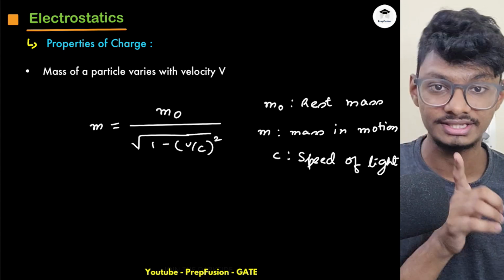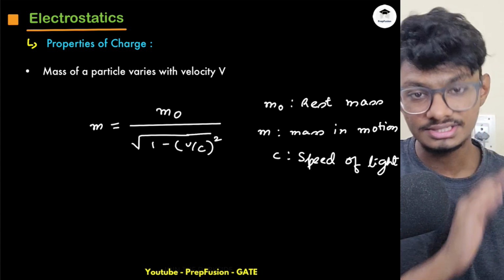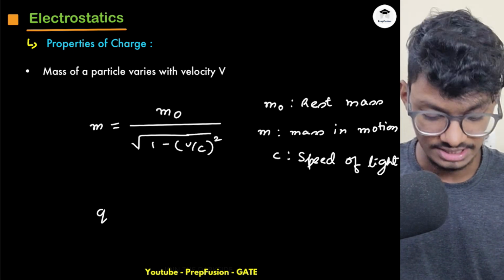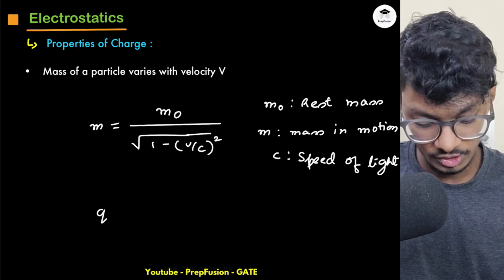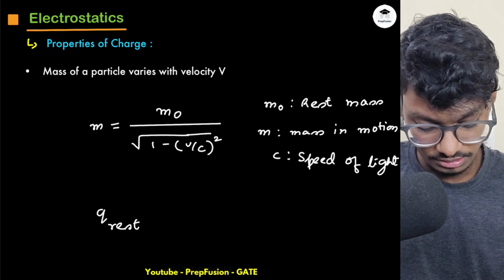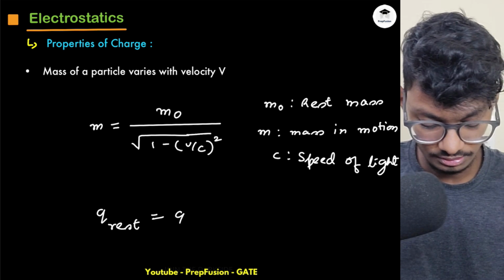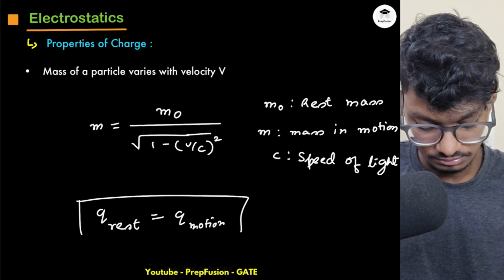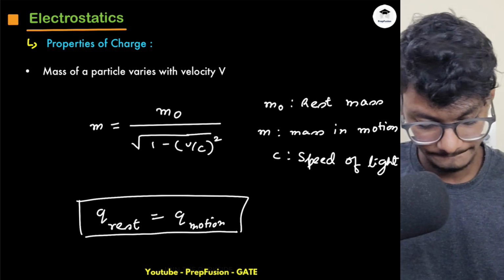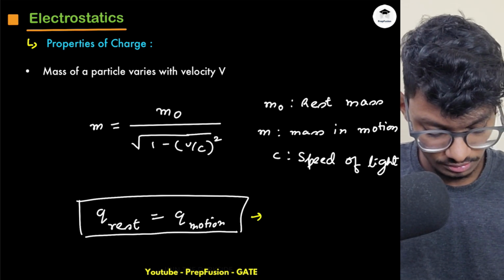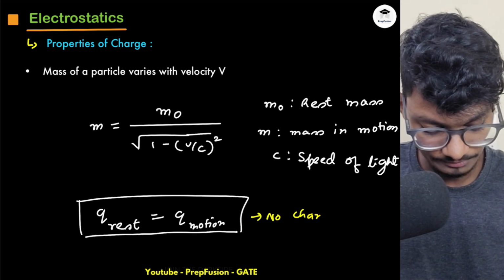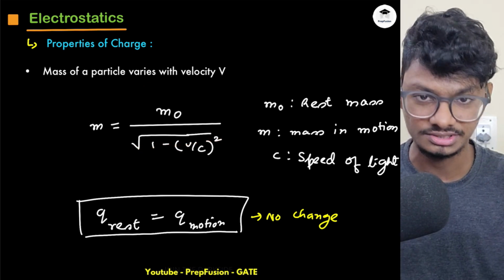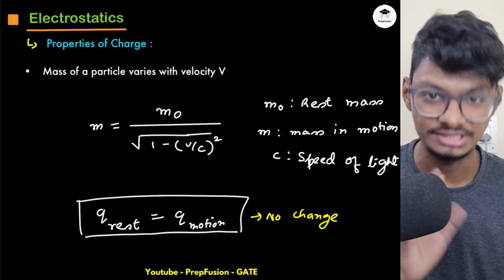So mass is a variant quantity, but charge is invariant. That means if I had a charge of value q at rest, this will be the same in motion. It will not change, it will still be the same, but mass actually changes. This is not in the syllabus, just ignore this, you should just know this interesting fact.